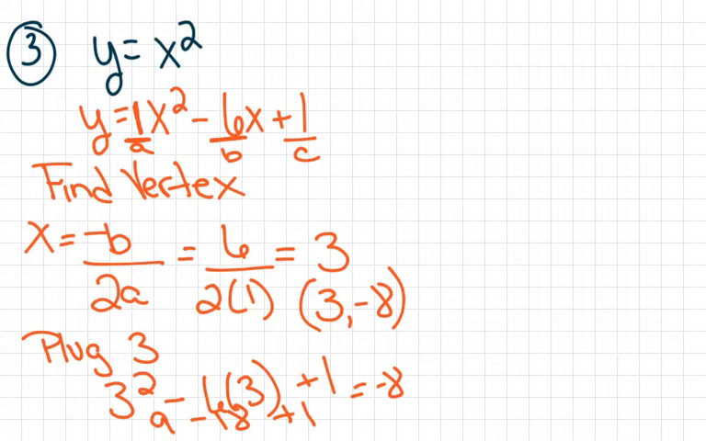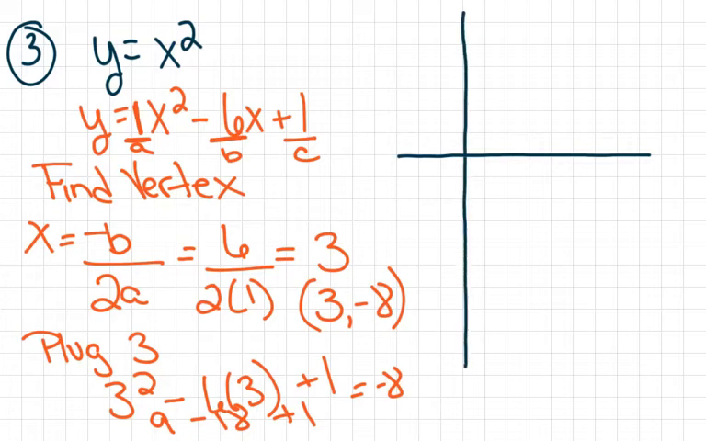All right, so when I go to graph this, make my parent function look. There's my parent, 0, 0, 1, 1, 2, 4. Again, that should be coming pretty quick as you start graphing these because you're always going to have your parent function on there. And then my new one, vertex at 1, 2, 3, and -8. 1, 2, 3, 4, 5, 6, 7, 8.